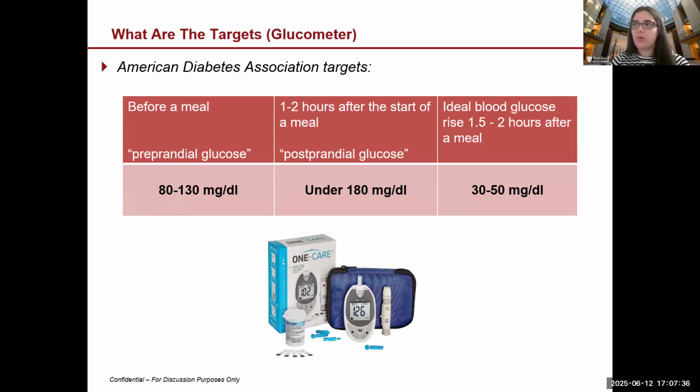So this is just a summary of the target blood glucose levels that we look at. Again, if it's before your meal or when fasting, we look at 80 to 130. If it's after a meal, it should be under 180. And this is mainly because we expect your blood sugar to rise after eating a meal by 30 to 50.